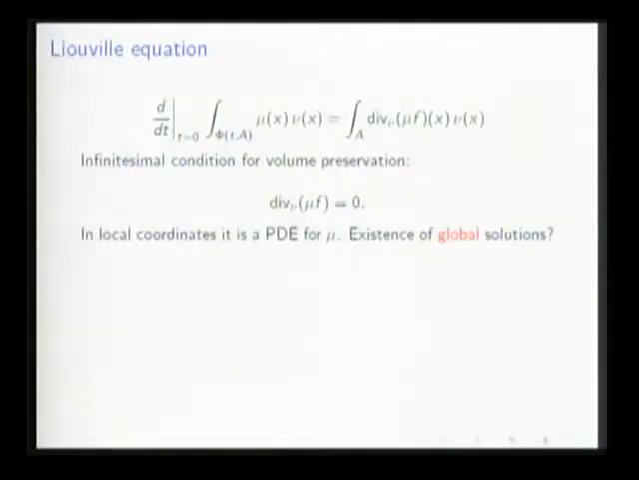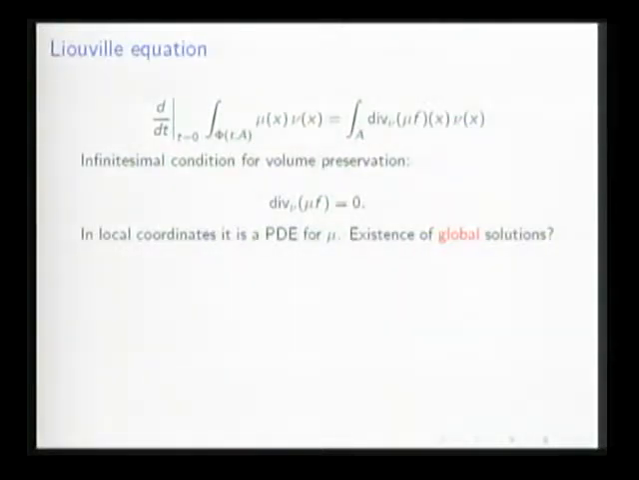So the infinitesimal version of the measure preservation is the following. If you take the derivative of the evolution of the volume at time t and evaluate at t equals 0, then what you get is the integral over the region A of the divergence of the density mu times your vector field f. And you would like that integral to be equal to 0, which means that the volume is preserved. And so you get the following infinitesimal condition.